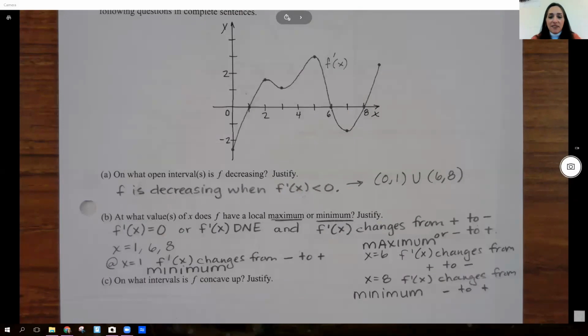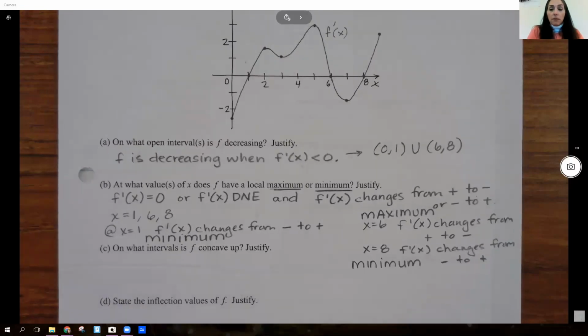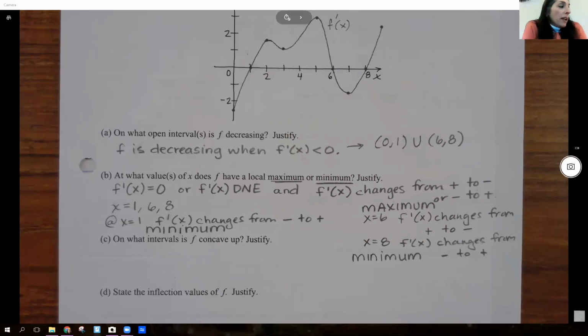Awesome. All righty. Okay, so for letter C, if I ever get going too fast, just take screenshots, right? Take a screenshot of whatever I got going on up here, and then you can always write it down later too. Okay, letter C, on what intervals is f concave up?